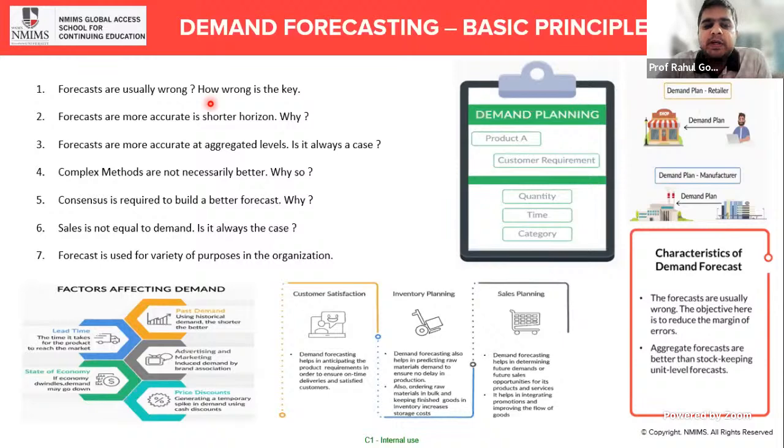So my first comment is that forecasts are usually wrong. But what matters is how wrong they are. Do you support this comment or you don't support this comment? And what is the meaning of this? What matters is how wrong they are.